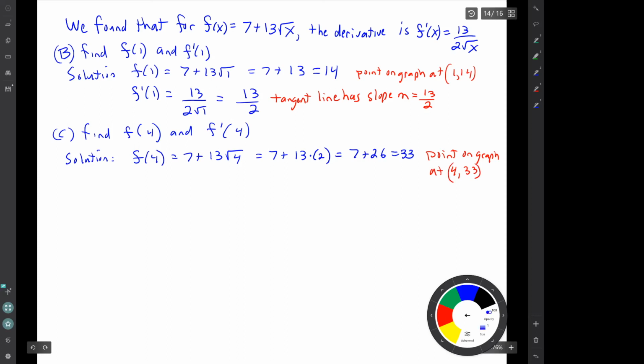So f of 4 is the number 33. That tells us there's a point on the graph at (4, 33). Now let's find f prime of 4. So f prime of 4 is 13/4. That tells us the tangent line has slope m equals 13/4.